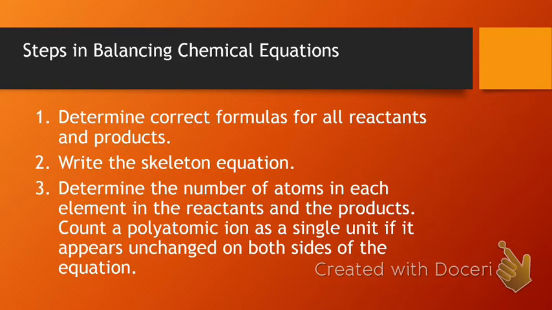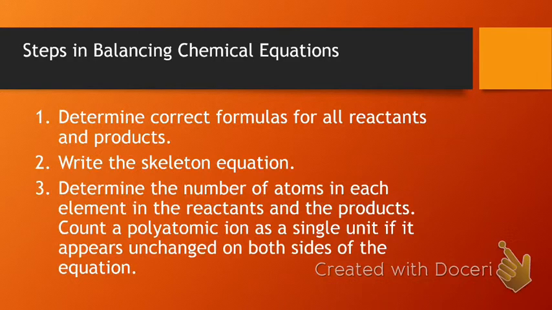Okay, so just like a lot of chemistry procedures, we have steps. Here's steps for balancing chemical equations. There will be 6. Okay, first of all, we need to go back to Chapter 9, remember our nomenclature, and determine the correct formula for all the reactants and products. Then we're going to write the skeleton equation. We start with our basic equation with no coefficients before we balance. Then we're going to look at the reactants and products. Do I have the same number of atoms on each side?